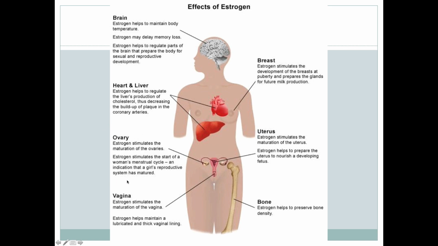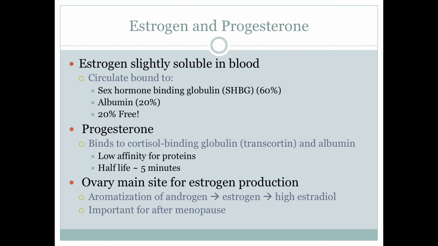It stimulates the ovaries. We already saw that. Menstrual cycle initiation is associated with a high dose of estrogen. It stimulates maturation of the vaginal canal and secondary sex characteristics like the labia, and it also is important in the lubrication properties with the cervix and also the opening of the vaginal orifice.